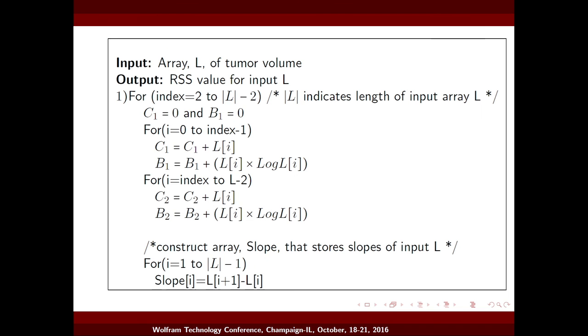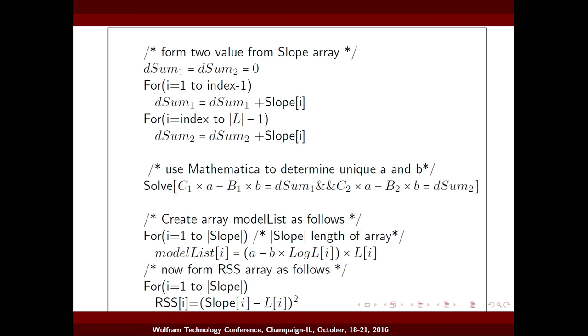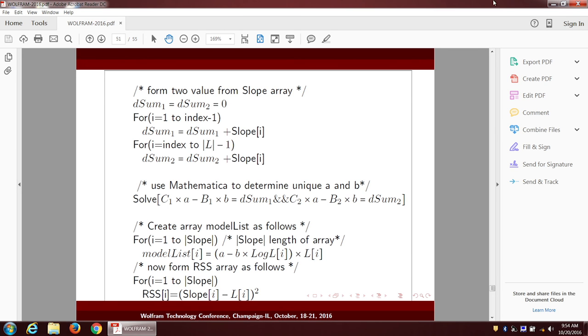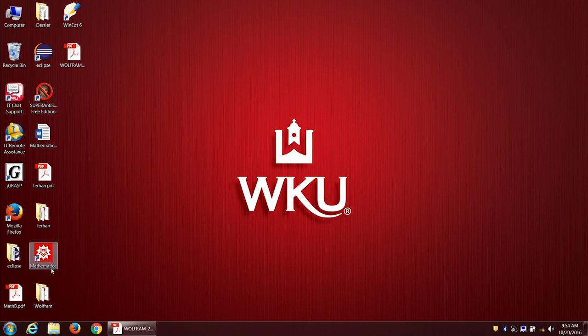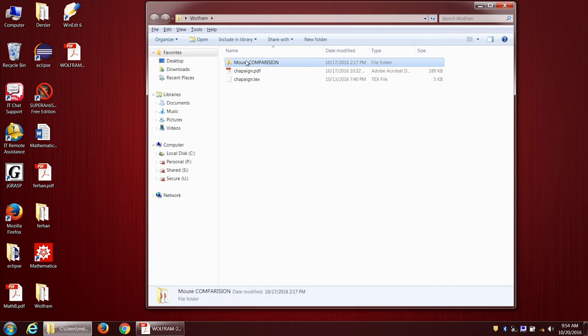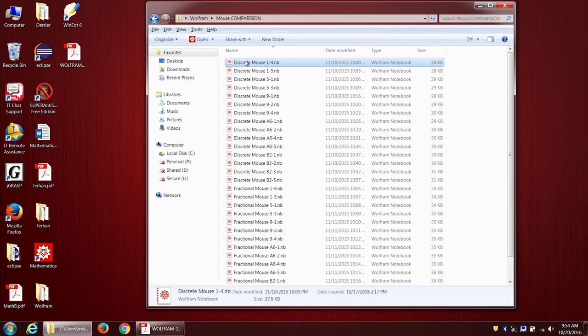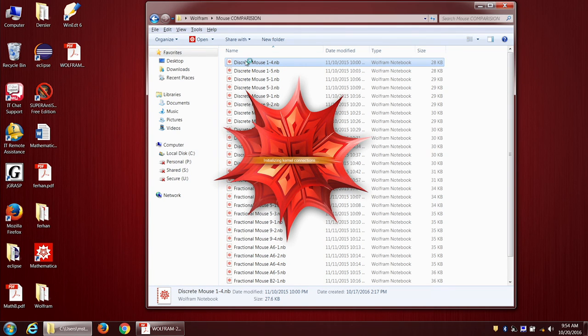We find those indexes running from 2, that means starting from the second item in the array, all the way to the length minus 2, and we form the slope and everything, and then find a solution for A and B, and then determine what is the best solution, the best data fitting. And then if you look at that, maybe I can show you here, we have those data here. This is the experiment that the high school student did for all the data that we had.